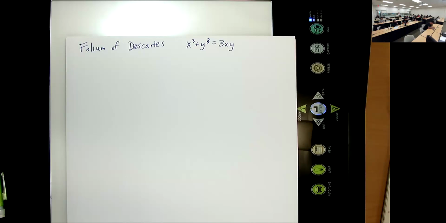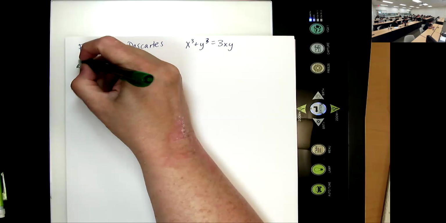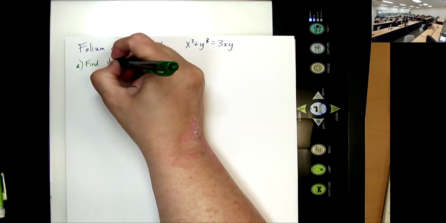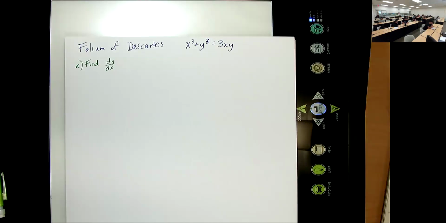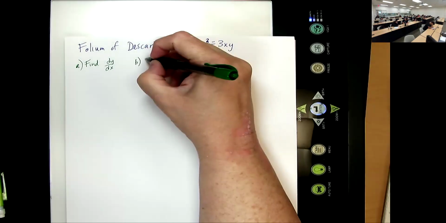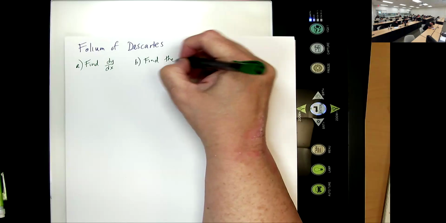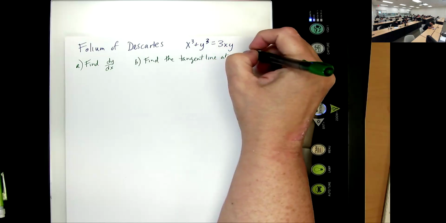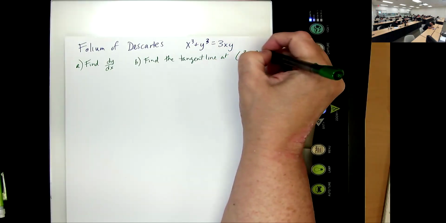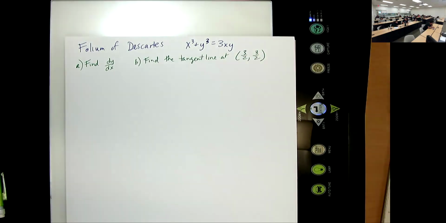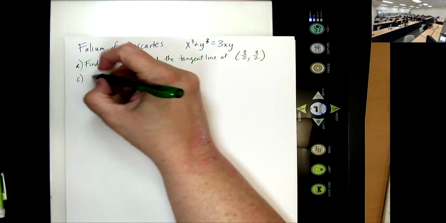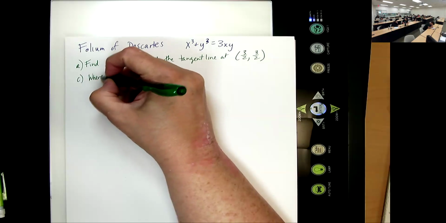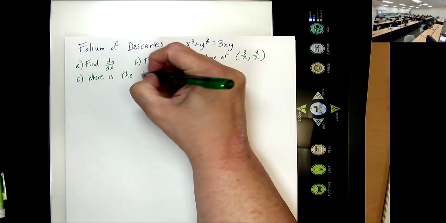So we're going to find dy/dx first. And B, we'll find the tangent line at (3/2, 3/2). And then C, we'll find where the tangent line is horizontal in the first quadrant.